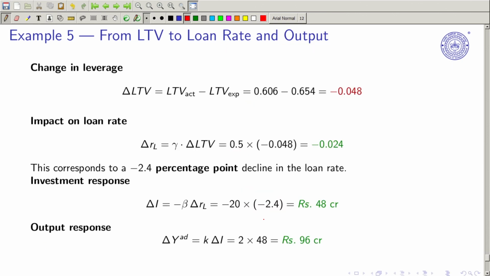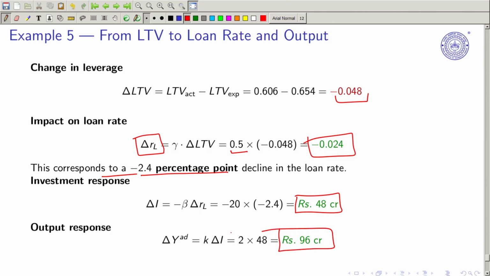Delta LTV will be 0.048, and delta RL will be what? 0.5 into 0.048 comes out to be 0.024, which means a 2.4% decline. So delta RL, the interest rate on the loan, will come down by 2.4 percentage points. The investment response will be minus 20 into minus 2.4, which comes out to 48 crore, and we know that K is equal to 2, so you will have the output response of 96 crore.